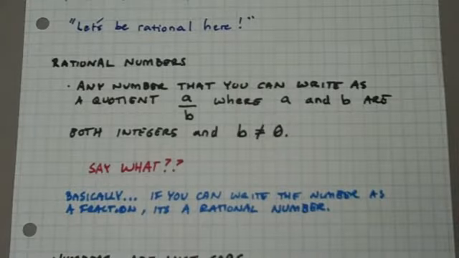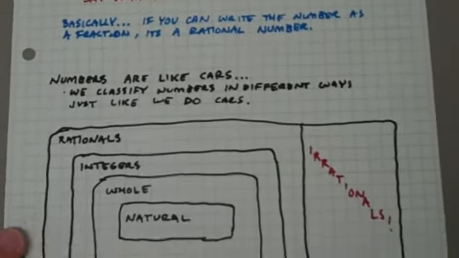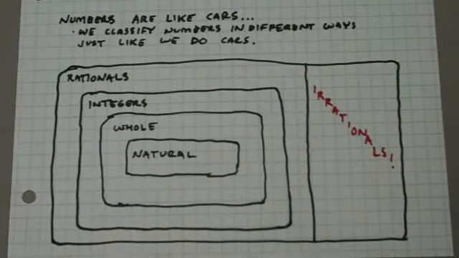Now, numbers are sort of like cars. We can describe cars in different ways. For example, you say, that car is an SUV. And you could say even more detail, like that SUV is a red SUV. And then we could say that red SUV gets 19 miles per gallon. Numbers are kind of similar in that way. They can belong to different groups.